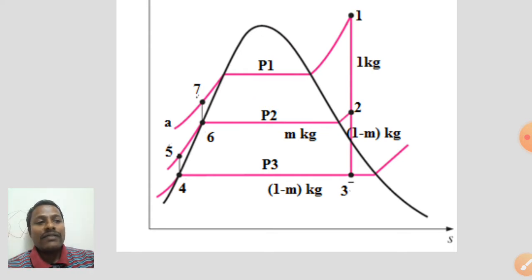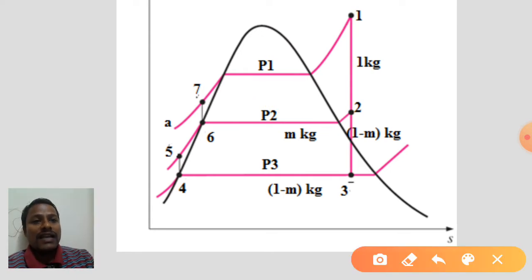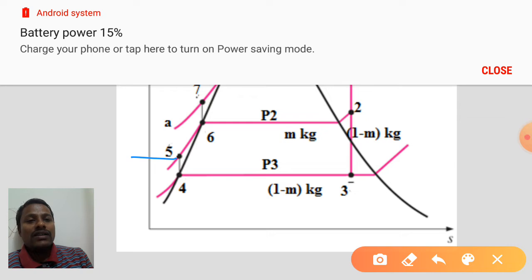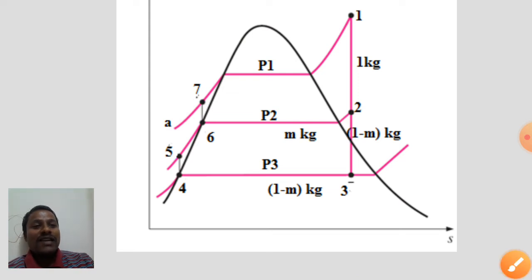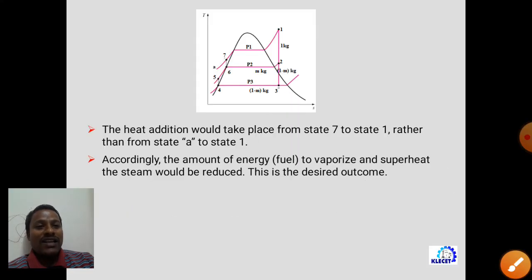Earlier, before regeneration, we were starting to heat the water inside the boiler from temperature T5. Now, because of regeneration, we are starting the heating process from T7. So this is the temperature difference that we are obtaining because of regeneration. We are not firing any fuel to increase the temperature from T5 to T7. So that is the quantity of fuel that we saved inside the boiler.